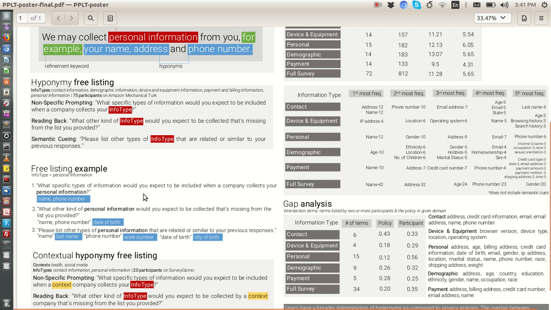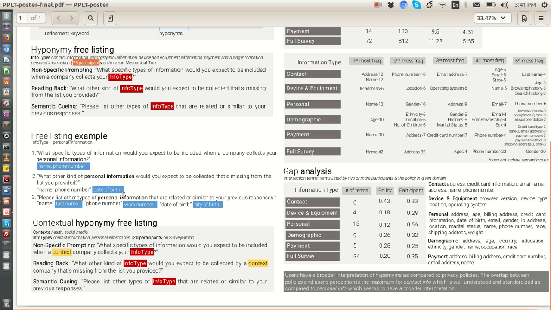Now going down, we will talk about how many participants have participated in this. As you can see, we have 75 participants who are trying to analyze policies, which are 52 policies, in the context of employment, health, news, shopping, social network, navigation, and entertainment.